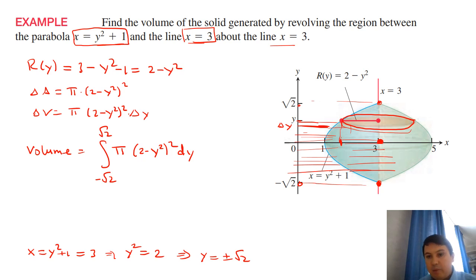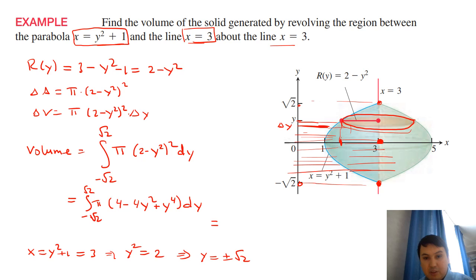Right. How am I going to integrate (2 minus y squared) squared? Well, all you have to do is simply go ahead and expand it. So if you expand the term, what do you get? You get 4 minus 4y squared plus y to the power 4 dy, right? And then what is this?